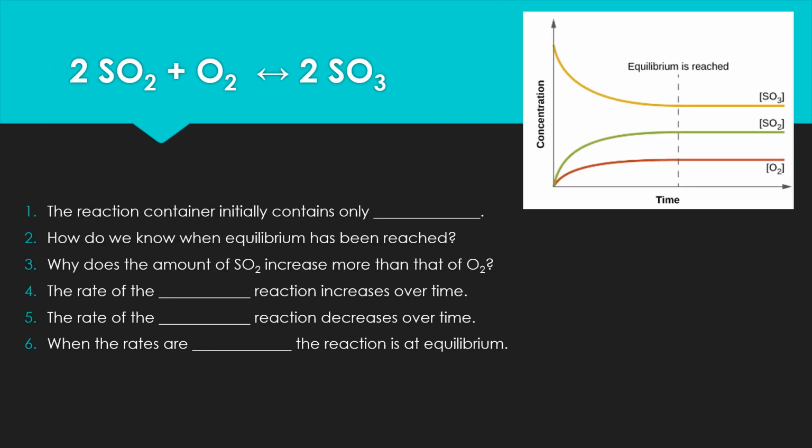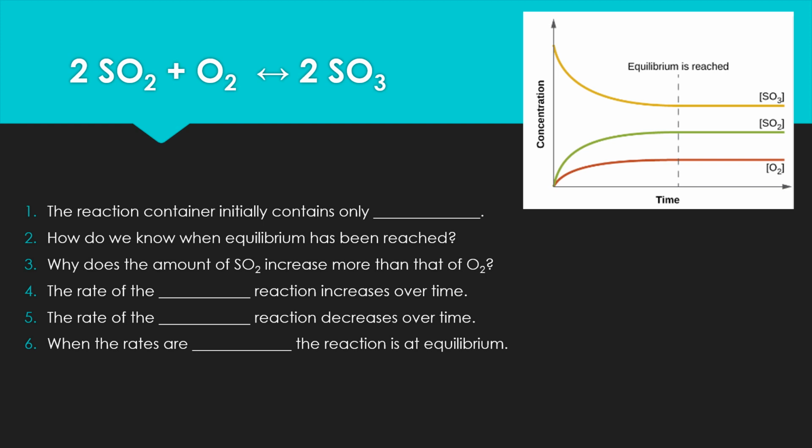All right, so let's take a look at another one. Maybe stop, pause this, and try this one out on your own. Come back and I'll go over it. All right, looking at this, it says the reaction container initially only contains SO3, so it only contains our product. How do we know when equilibrium has been reached? We know it's been reached when the rates of the forward and reverse reaction are equal.